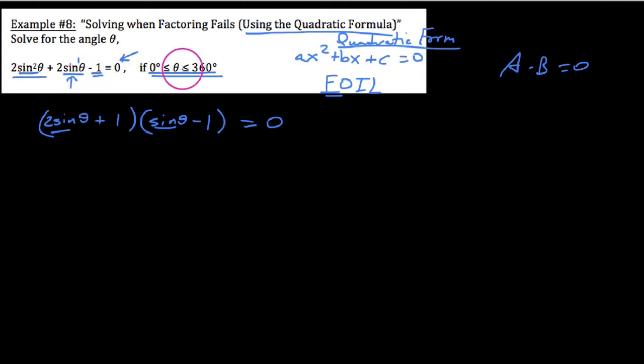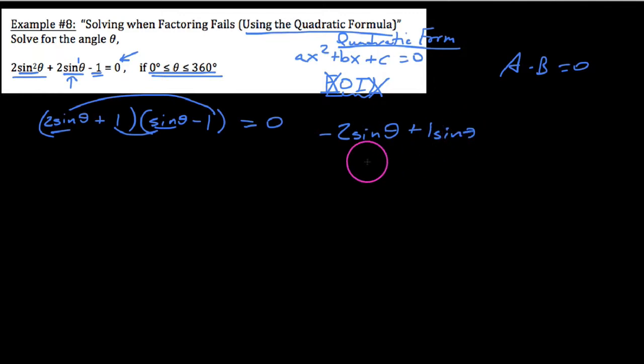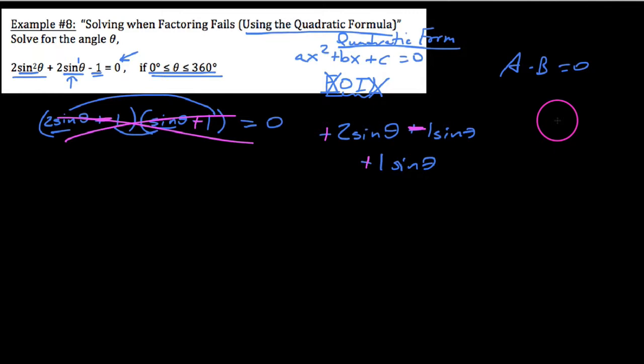Now we need to check that we get this middle term. We've done the first and the last, so we need to check the outer and inner. Checking my outer and inner multiplications, I get a negative 2 sine of theta, and in the middle, the inner terms, a positive 1 sine of theta. Those add up to a negative 1 sine of theta, which is not what we have as a middle term. Maybe we could change this to a negative and this to a positive, but all that does is switch the signs over, and then you get a positive sine of theta. So factoring essentially fails here. So we're going to use the quadratic formula.